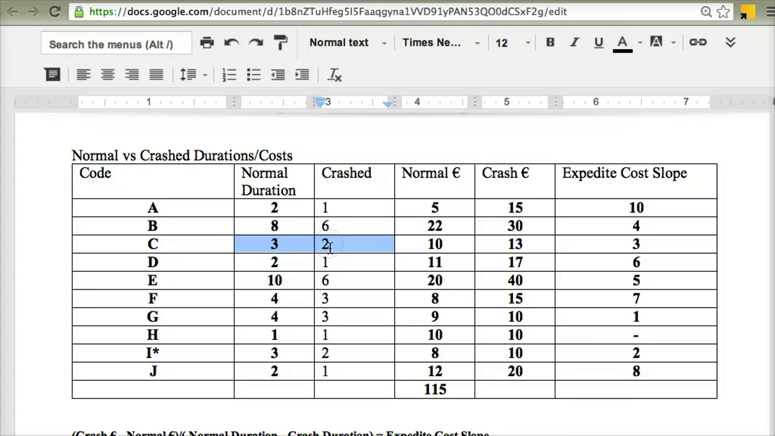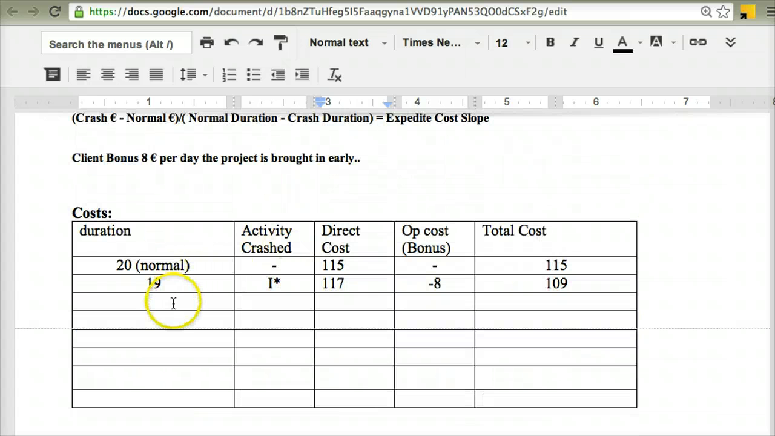Remember that I've only got 1 day to play with here. So again, the duration of the project once I crash C by 1 day is 18. The activity crashed is C, asterisk because it can't be crashed anymore, just so I can keep track of that. The overall cost is 3 euro to crash it by that extra day, so add 3 euro to 117. The overall cost of the project now is 120 euro.